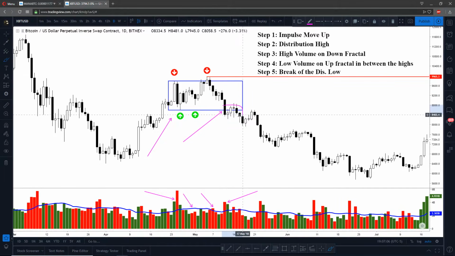Even if you got in down here, it still would be a better entry because more often than not, this is going to give you the higher probability of a down move than this or this. Because that is the final confirmation. That's like check, check, check. Everything's checking the boxes. Boom. Distribution low is broken. You see what I'm saying?